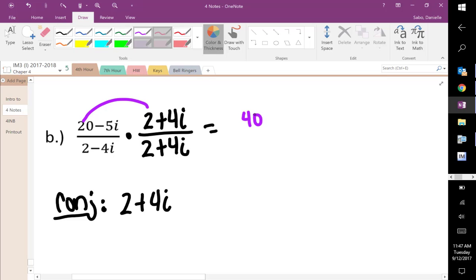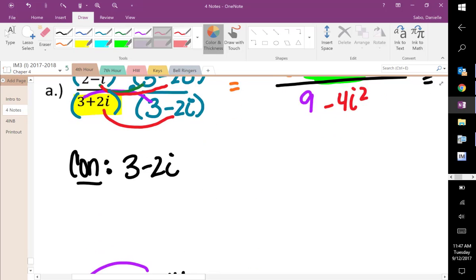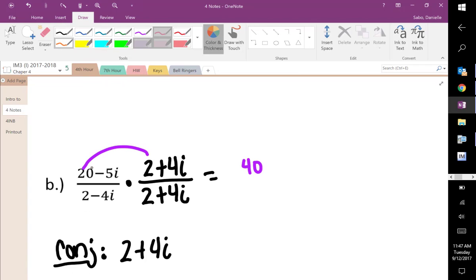40, thank you. Same colors here. Orange was next. So then I have 20 times positive 4. 80, someone said it. 80i. Okay, then what are we going to do next?